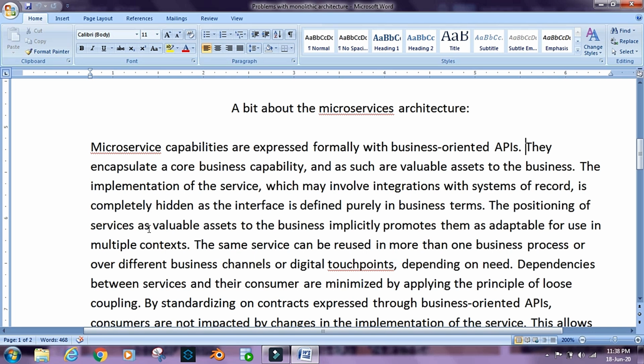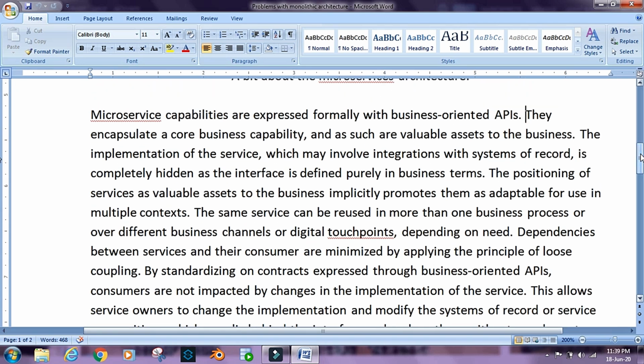Okay, the positioning of services as valuable assets to the business implicitly promotes them as adaptable for use in multiple contexts. The same service can be reused in more than one business process or over different business channels or digital touchpoints depending on need. So a single API can be used in multiple places, or a single component in a microservices architecture can be used by various other components or various other systems, right?